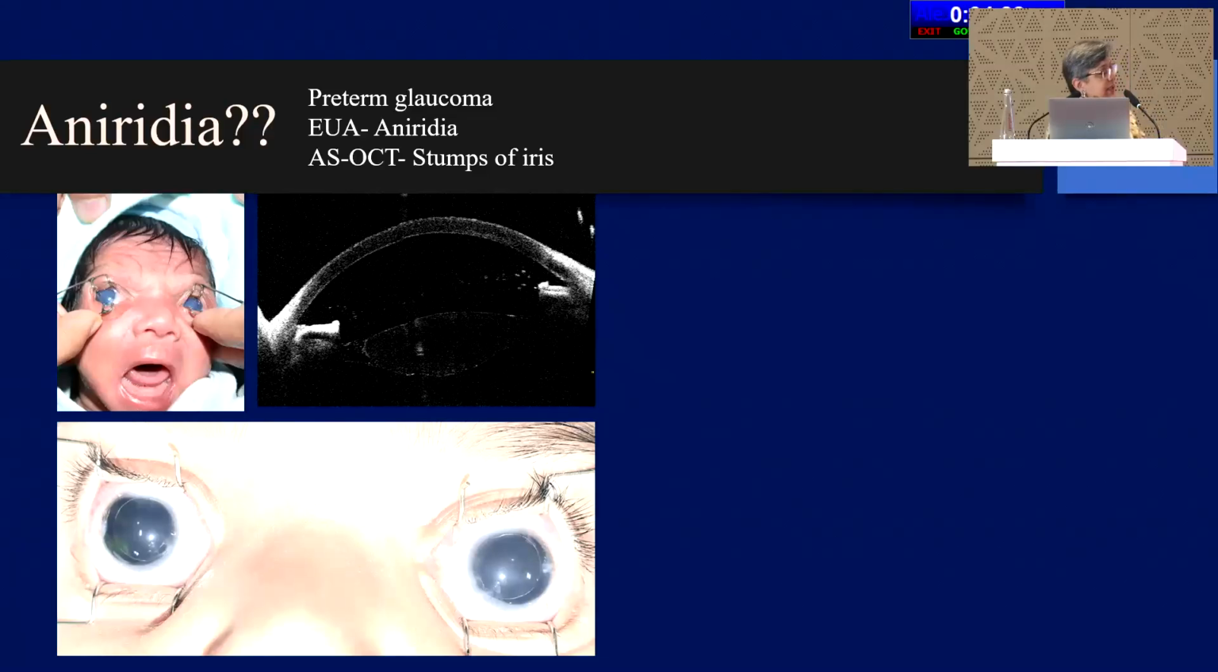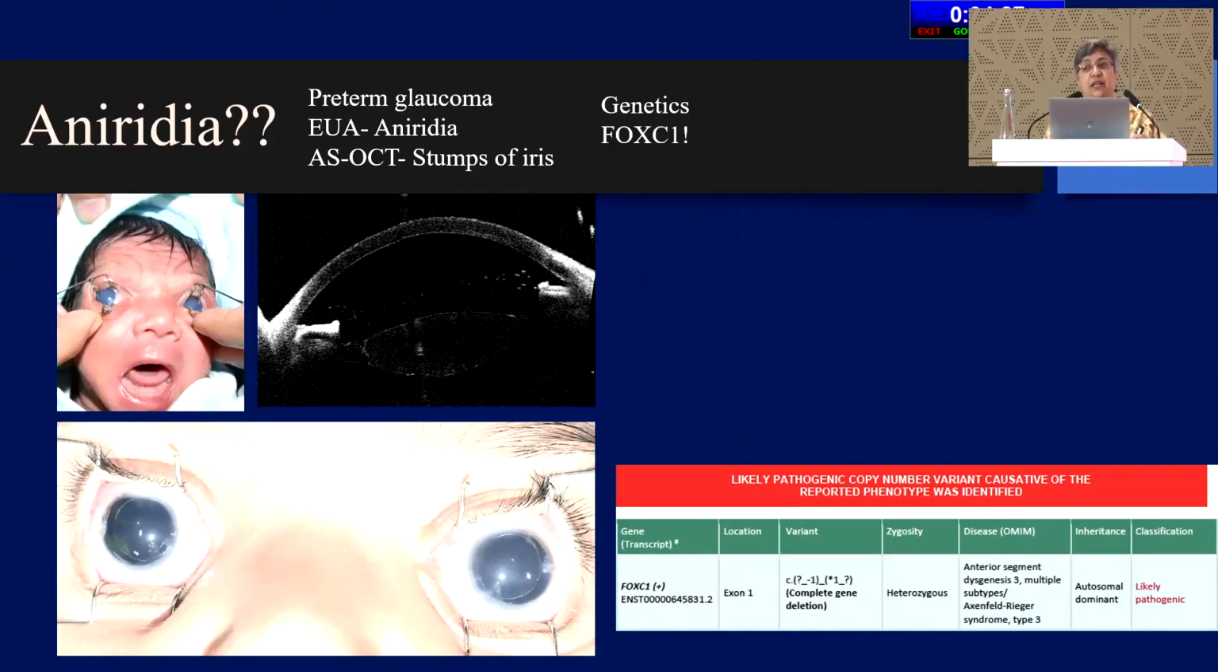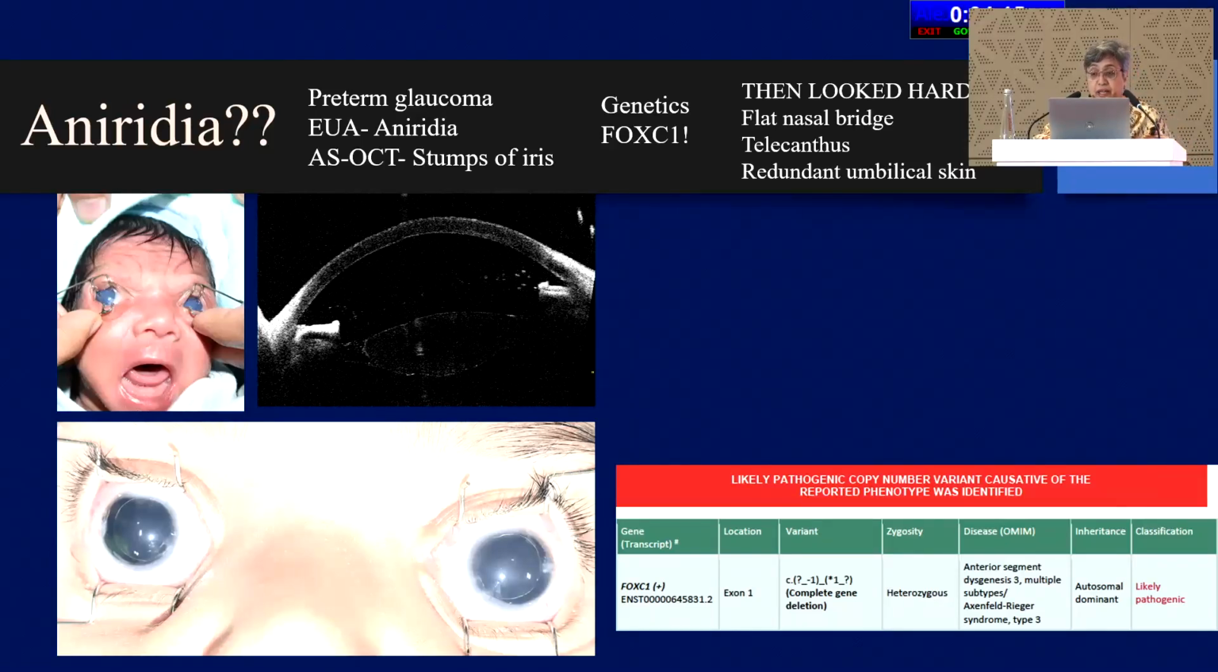So here is a preterm, and all of us think it comes white. You do a combined trab with trab, there's aniridia, there are stumps of the iris on the UBM, and you think you're fine. You get genetics done because the family wants it, and lo and behold, it's FOXC1 complete gene deletion. And you learn that a complete gene deletion of FOXC1 is an Axenfeld with no iris formed.